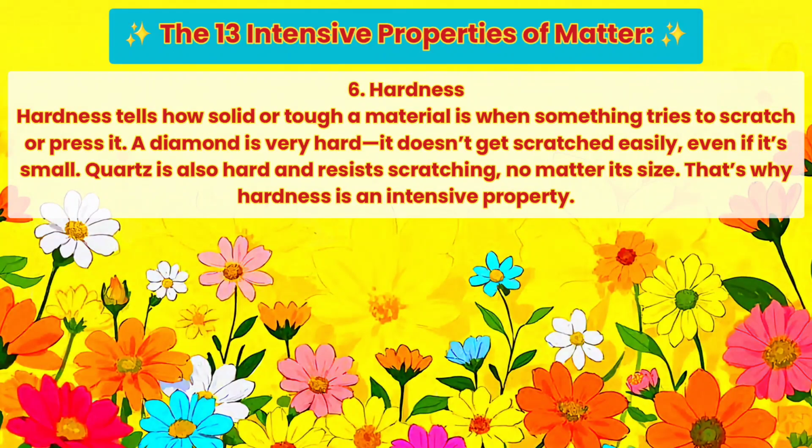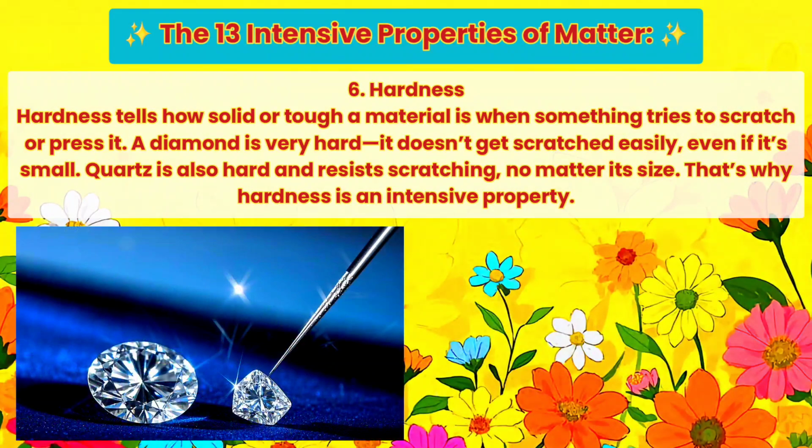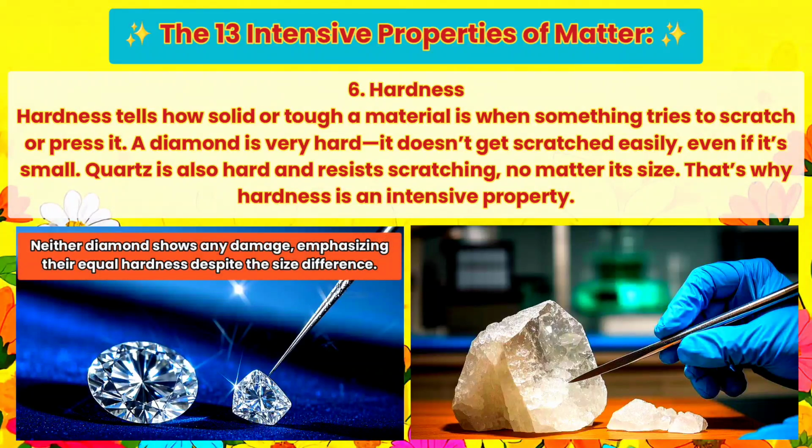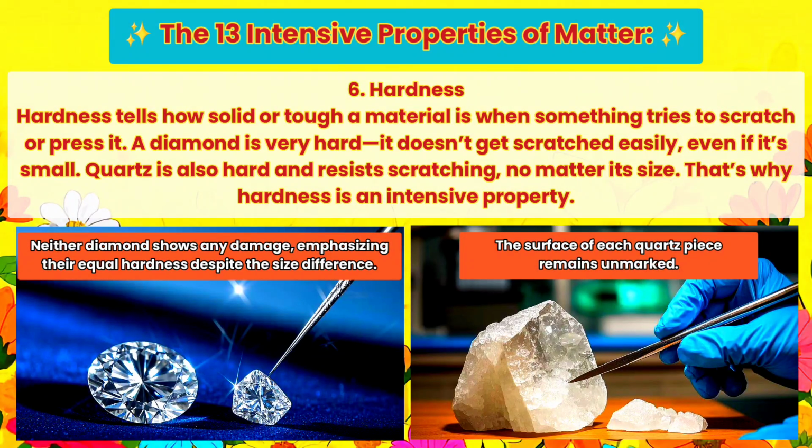Number 6, hardness. Hardness tells how solid or tough a material is when something tries to scratch or press it. A diamond is very hard. It doesn't get scratched easily, even if it's small. Quartz is also hard and resists scratching, no matter its size. That's why hardness is an intensive property.